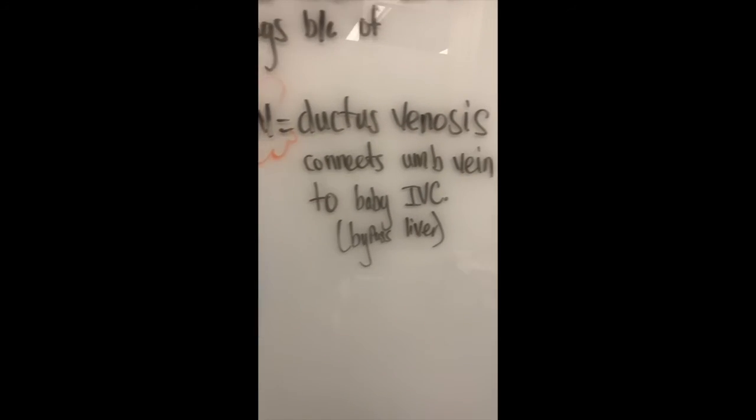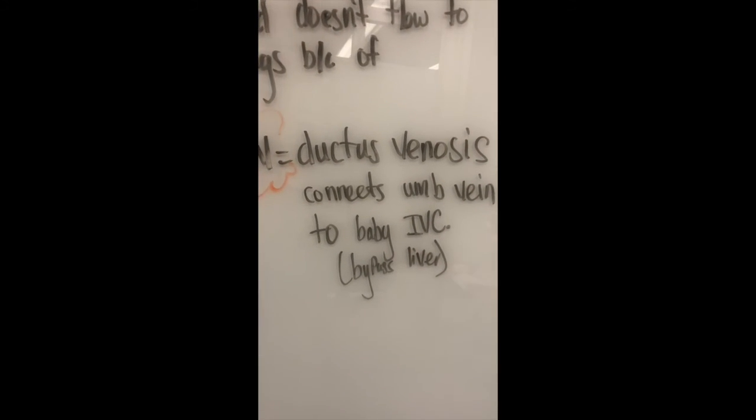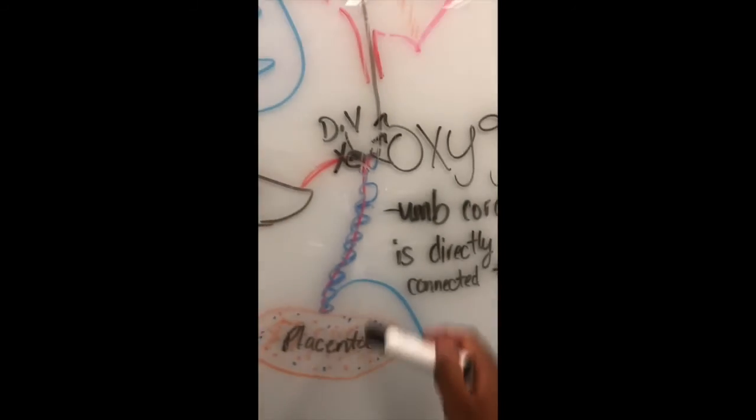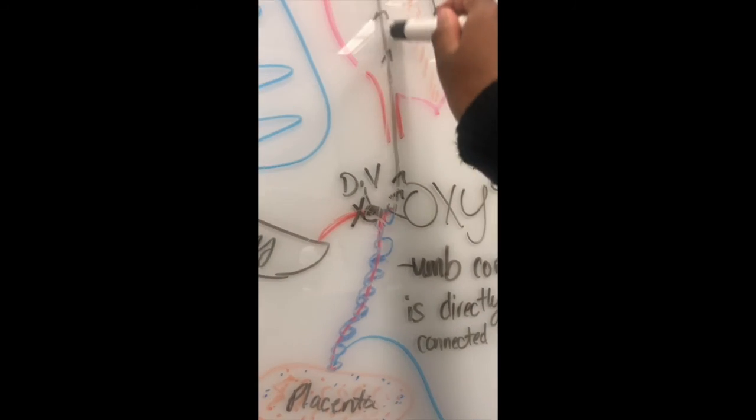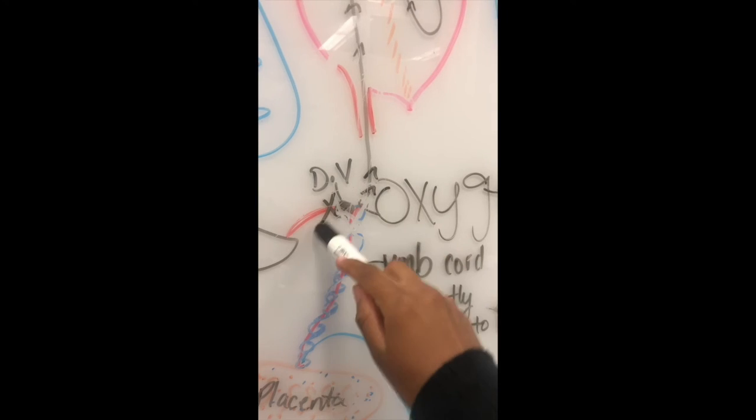Okay, so ductus venosus connects the umbilical vein to the inferior vena cava. Umbilical vein, inferior vena cava. Stop sign, no entry.